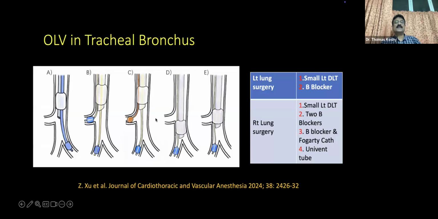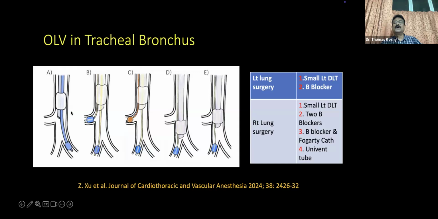How do you isolate if you get this scenario? See, there is a tracheal bronchus. This is the trachea. This is a tracheal bronchus. And you need to isolate. The surgeon requests surgery on the right upper lung, right lower lung, or left lung.